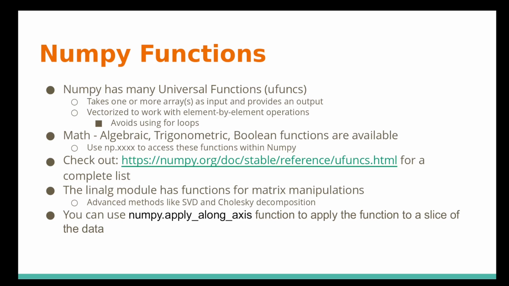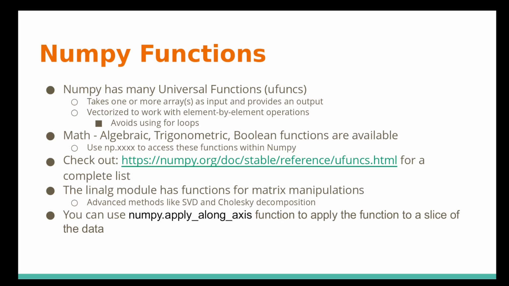NumPy also provides us with many universal functions. So you have NumPy versions of algebraic functions, trigonometric functions, Boolean functions. You can check out the ufuncs portion of NumPy, and that gives you all the functions that are available. Similarly, the linalg module has functions for matrix multiplications, including advanced methods like singular value decomposition and Cholesky decomposition. You can also apply functions to a slice of the data, either to a row or a column, by using np.apply_along_axis to perform vectorized calculations.